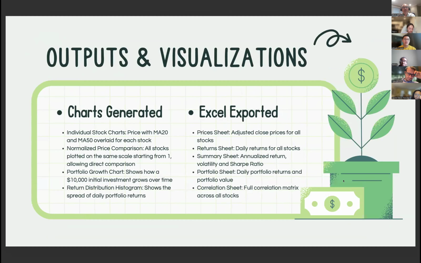Real quick, here are the outputs and visualizations it presents for the charts. It shows the individual stock charts for each company with the 20 and 50-day moving averages, the normalized price comparisons, and a portfolio growth chart, which shows a $10,000 initial investment growing over time. Lastly, a histogram shows the spread of daily portfolio returns. And again, as mentioned a while ago, this will all be exported into an Excel file with the price sheets, adjusted return sheets, summary sheets, portfolio sheets, and correlation sheets.